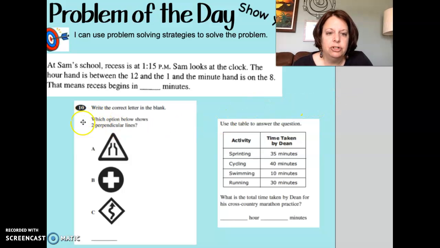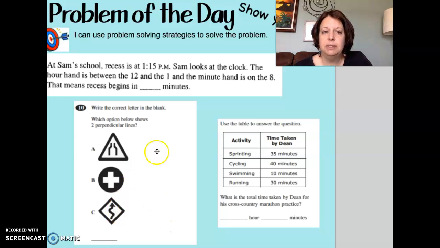Which option below shows 2 perpendicular lines? Perpendicular, that is one of our math vocabulary words. Which one shows 2 perpendicular lines? All right, and the last one, use the table to answer the question. There's an activity and its time taken by Dean. So what is the total time taken by Dean for his cross-country marathon practice? Notice that he includes sprinting, cycling, swimming, and running. All right, so how many hours and how many minutes?